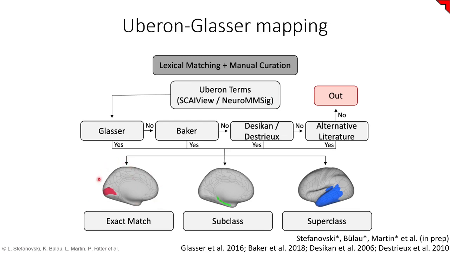And for each of these Uberon terms, we then try to find a Glasser area as either an exact match, if the Uberon term referred to the same area as the Glasser parcel, for example, here the primary visual cortex, or a subclass if the Uberon term referred to only part of a Glasser area, for example, here the cornu ammonis of the hippocampus as a subclass of the whole hippocampus, or as a superclass if the Uberon term referred to more than one Glasser area, for example, here the temporal lobe that refers to around 32 Glasser areas.